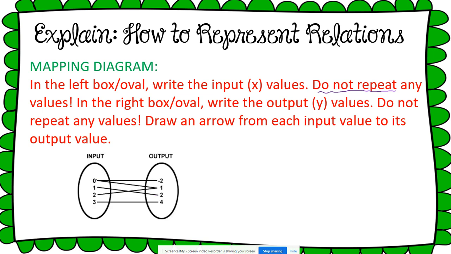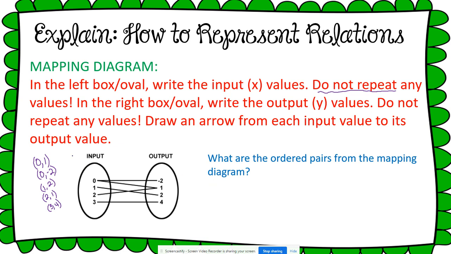So, for example, in this, 0 has an output of -2 and an output of 1. Well, technically 0 would have been written twice, but in the input, you only put it one time. 1 has an output of 2. 2 has an output of 1. And 3 has an output of 4. So you can take all of these and write them as ordered pairs, but when you put them in the mapping diagram, you should only write each value one time, even if it appears more than once.